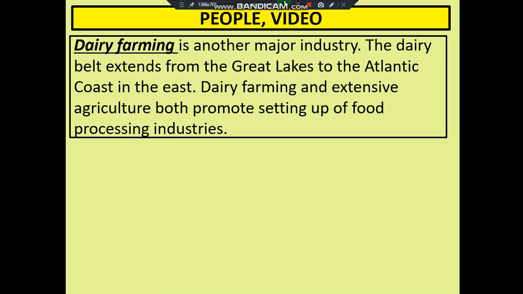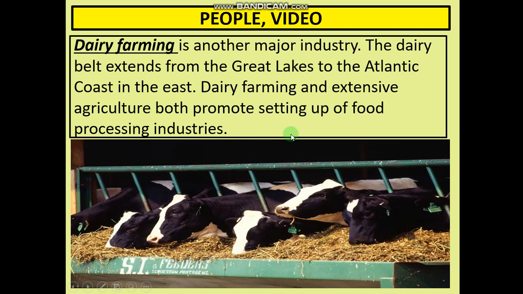Dairy farming. This is another major industry in prairies. The dairy belt extends from the Great Lakes to the Atlantic coast in the east. Dairy farming and extensive agriculture both promote the setting up of good processing industries. So dairy farming is another major industry in this prairie region.